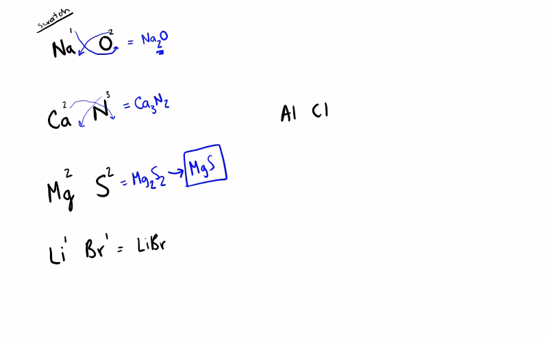AlCl, aluminum's in group 3. Chlorine's in as a halogen, so its oxidation number is going to be -1. So my chemical formula, the 1 goes to aluminum. I don't write 1s in chemistry. The 3 comes to chlorine. And there's our formula. Okay.